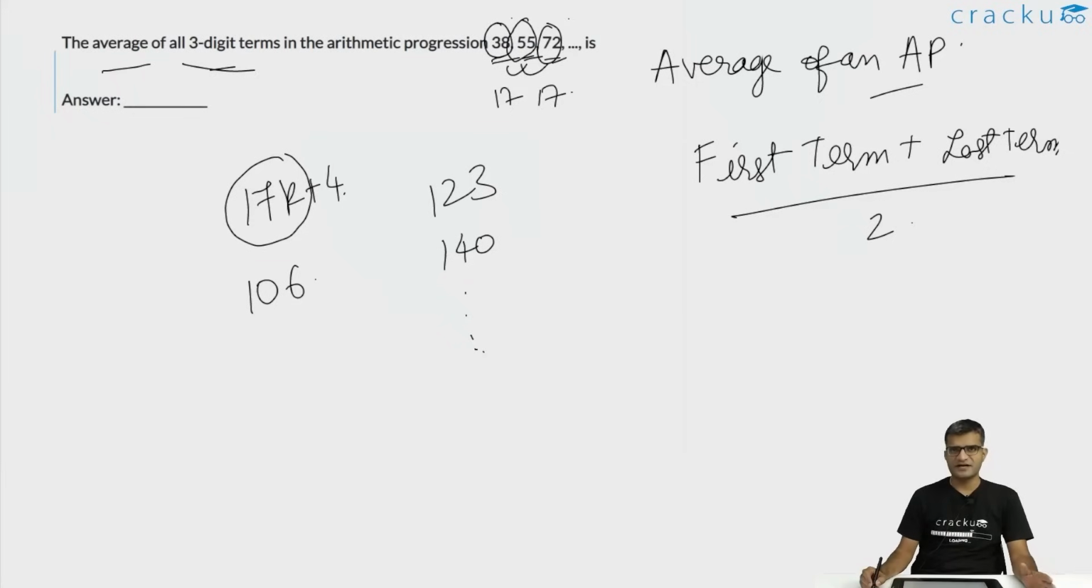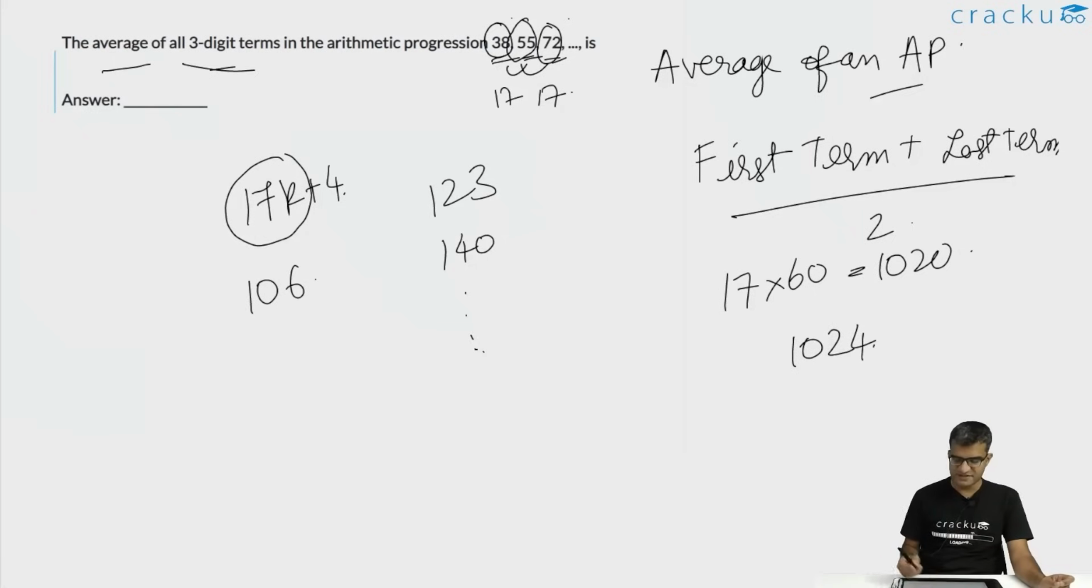The easiest way to calculate it is to find a multiple of 17 which is close to 1000. The first thing that comes to mind is 17 into 60, which is 1020. So one number which is part of this arithmetic progression will be 1024. But this is a 4-digit number. So we'll remove 17 from it. We'll have 1007. This also is a 4-digit number. We'll remove another 17 from it. So the last 3-digit number will be 990. So the arithmetic progression, which has only 3 digits, will be 106, 123, 140, till 990.